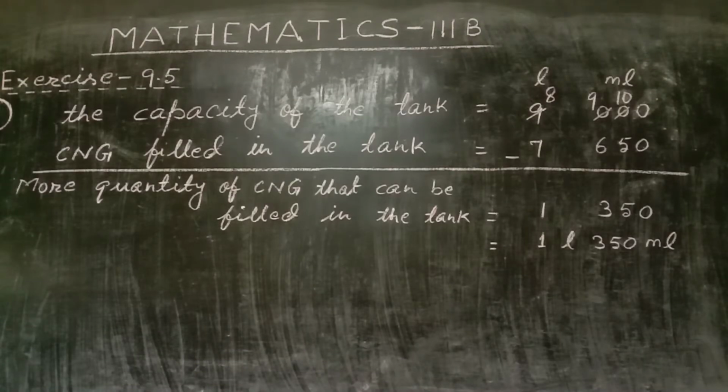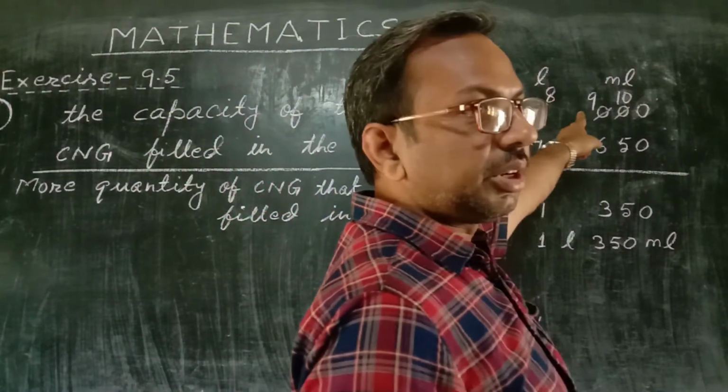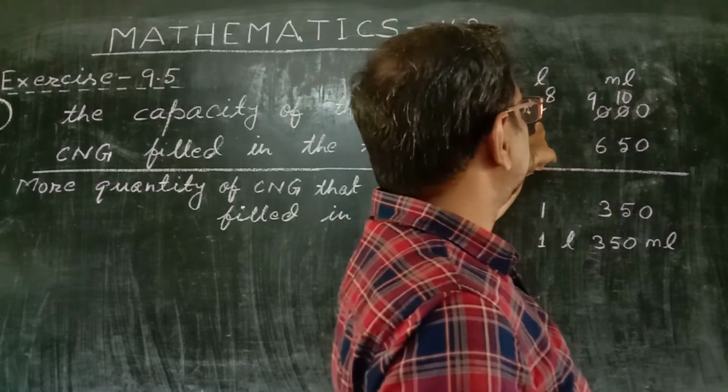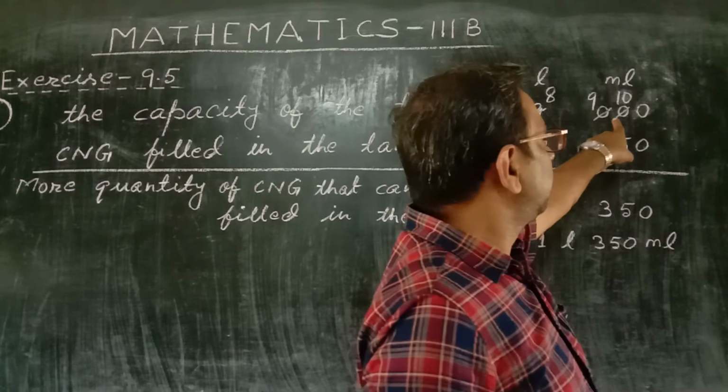Question number 8. My father bought 7 liter 650 milliliter of CNG filled in his car while the capacity of the tank was 9 liter. How much more CNG can be filled up in the tank to make it full? For that I have written the statements. The capacity of the tank is 9 liter. Making the column of liter and milliliter, I arranged it. In the column of liter I wrote 9 and in the column of milliliter I wrote 0, 0, 0.